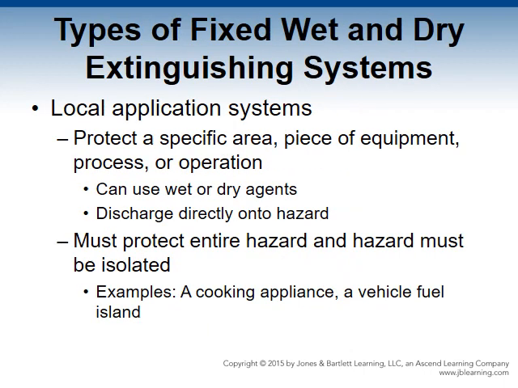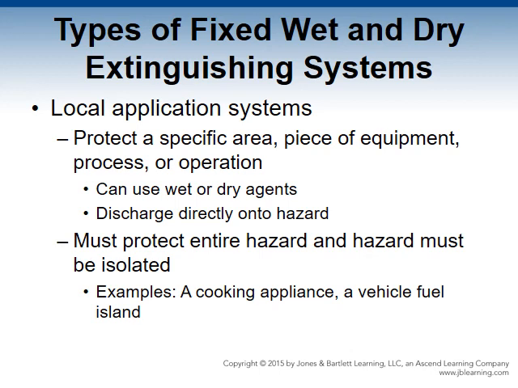There are two types of fixed extinguishing systems. Local application systems are needed when a hazard is exposed and thus unable to contain the agent. Total flooding systems are the best protection for enclosed hazards, those in confined areas.